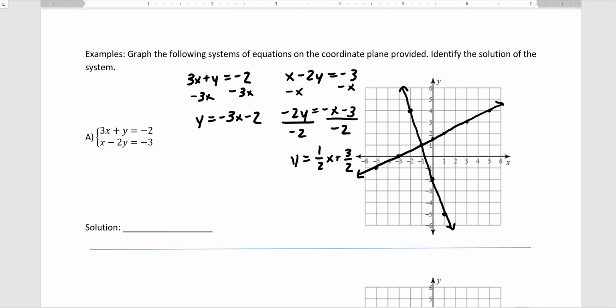And notice, where do these lines intersect? Well, they intersect at this coordinate point here, which is -1, 1. So our solution to this system of equations would be the coordinate point -1, 1. There we go. All right, let's try one more together here.